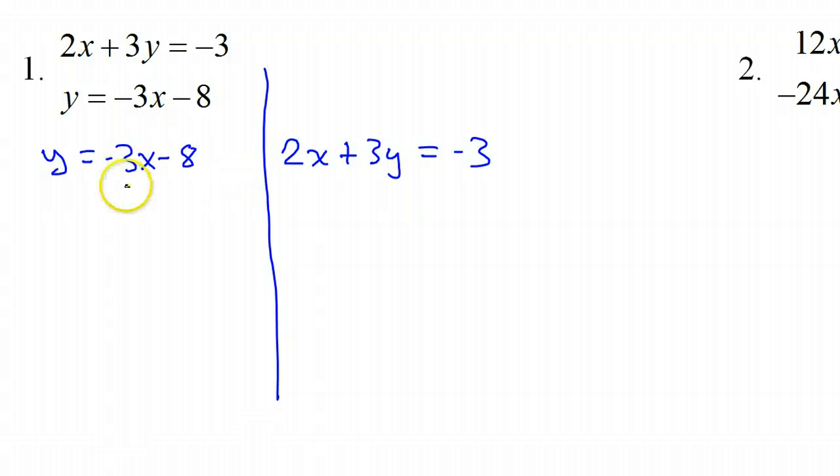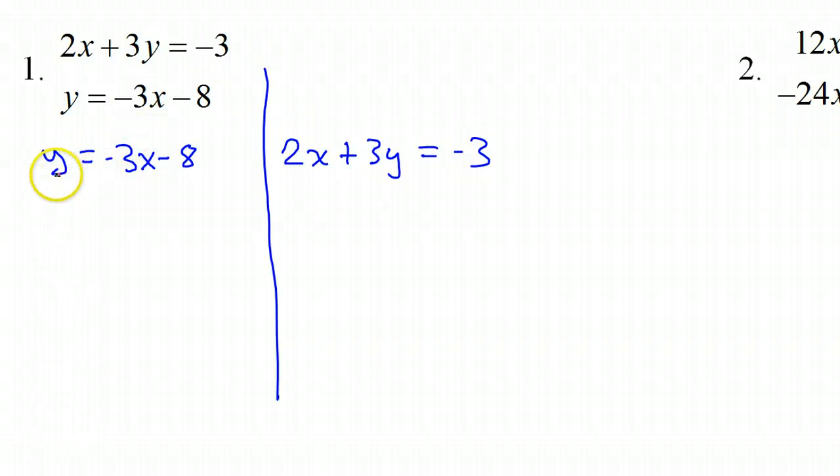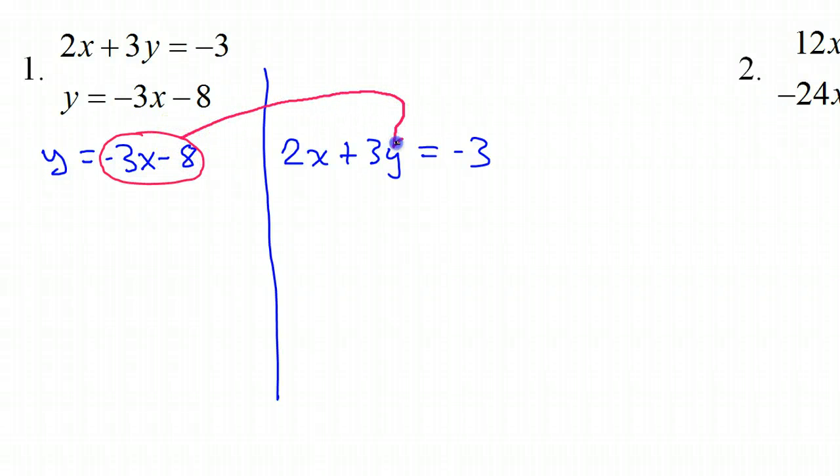I like to write the problem sort of sideways to help me think, but the first step of substitution is to get one variable by itself. That's why this one is great for substitution, because the y is already by itself. Once you have a variable by itself, you can substitute, because y equals this stuff. That means I can take all this and substitute it for y, like right there.